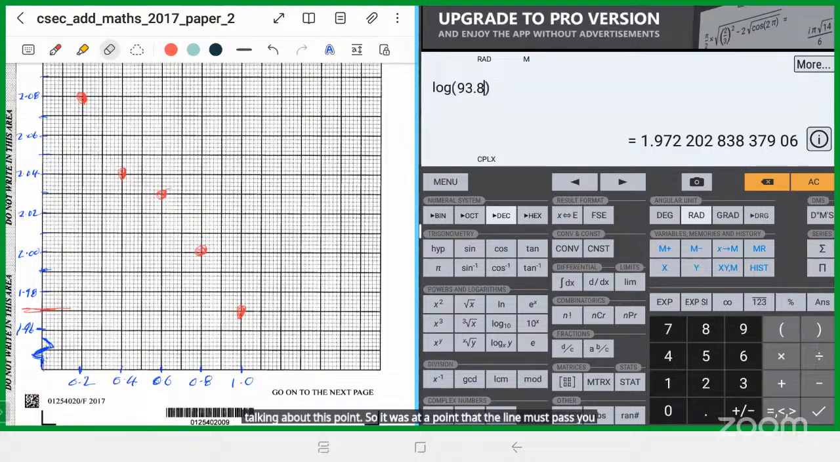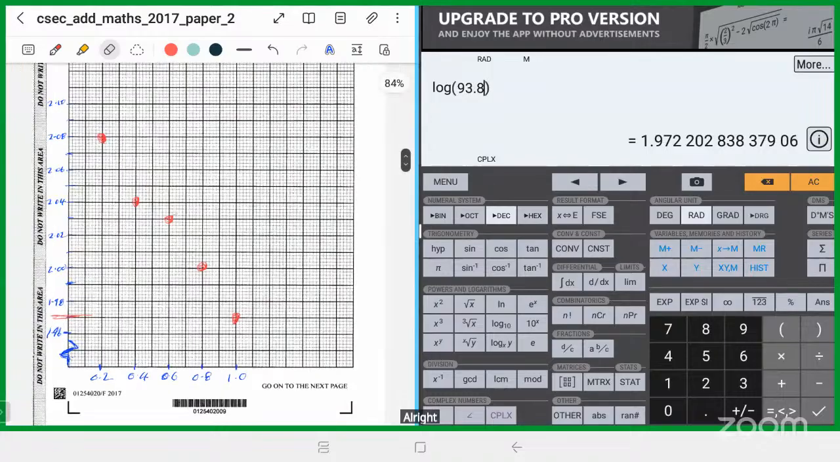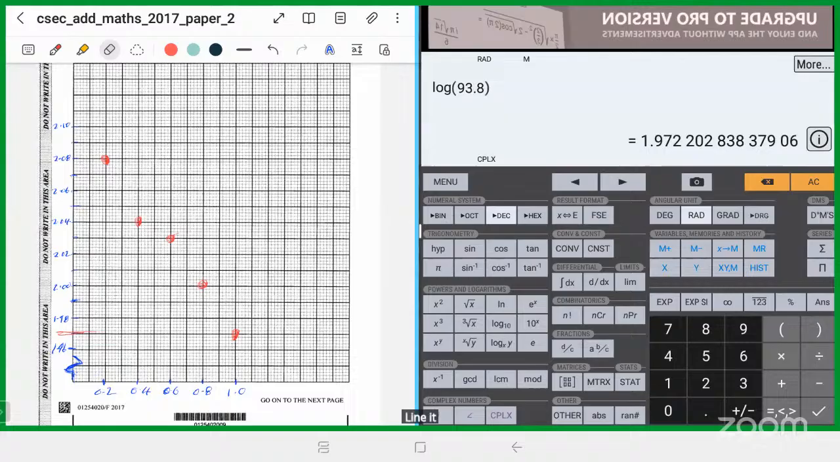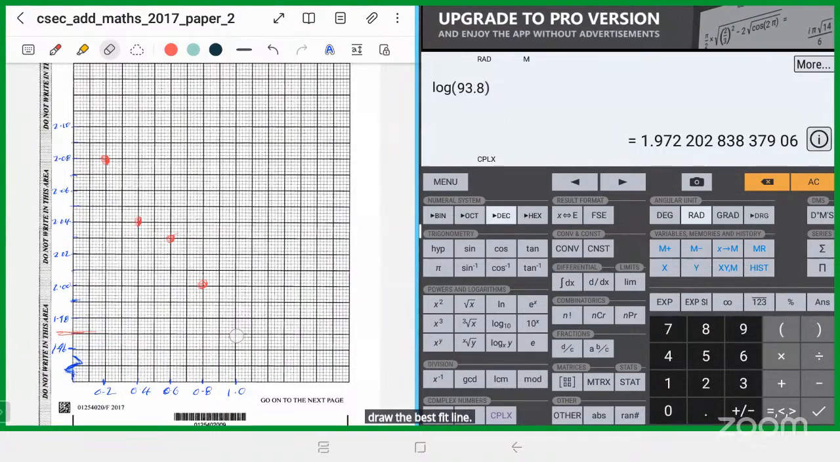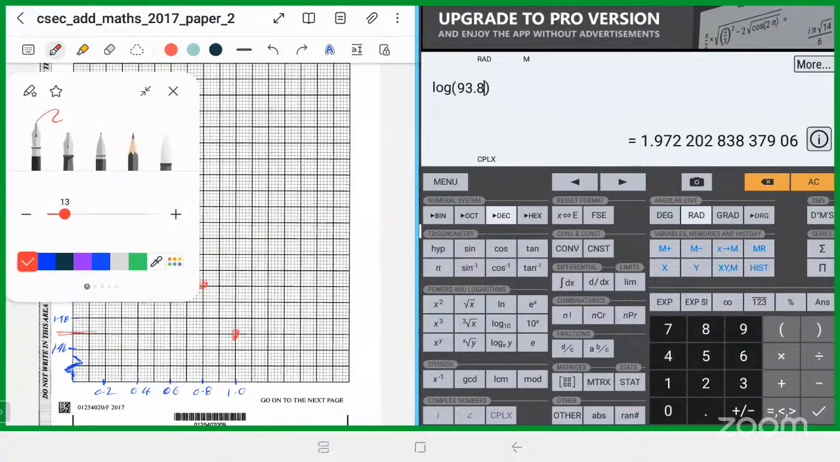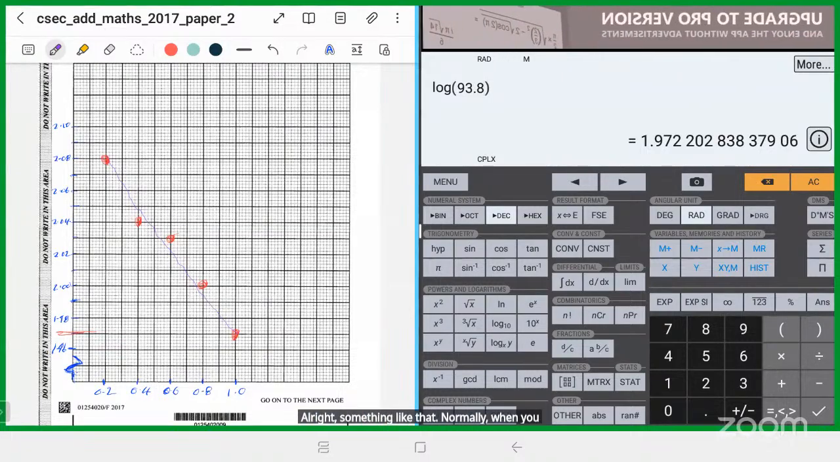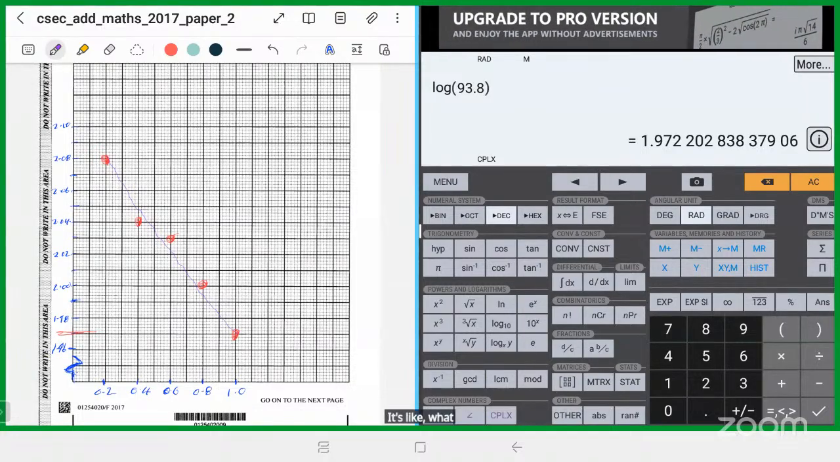So you're going to draw the best fit line through those points. Alright, best fit line through those points. So you use your ruler basically and line it up and draw the best fit line. You draw the line in black or in purple. So maybe something like this. Alright, something like that. Normally, when you draw a best fit line, they say you must have the same number of points below and as above.